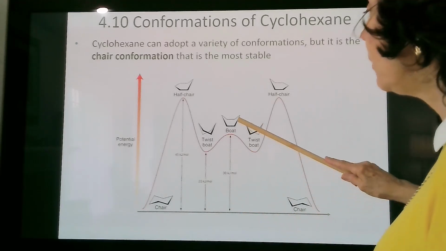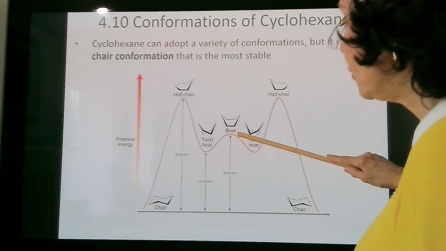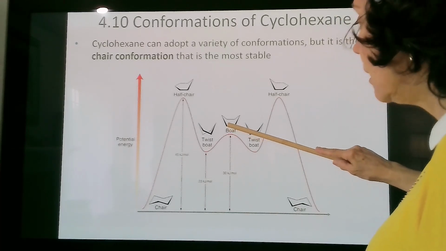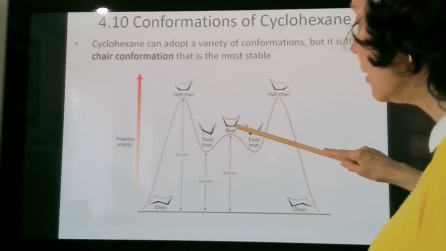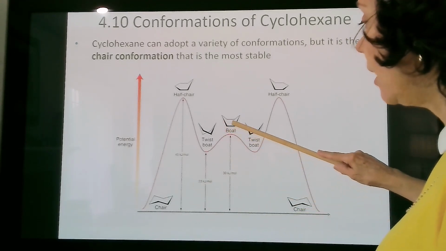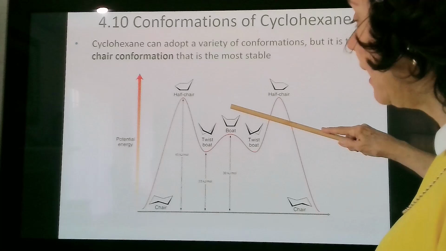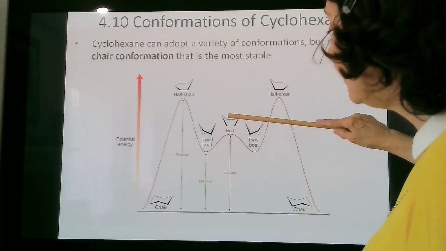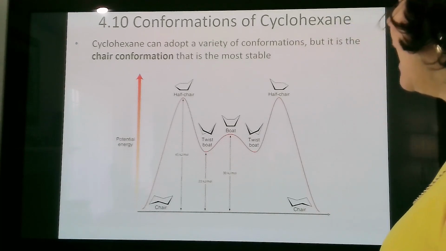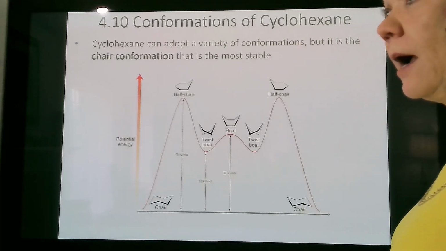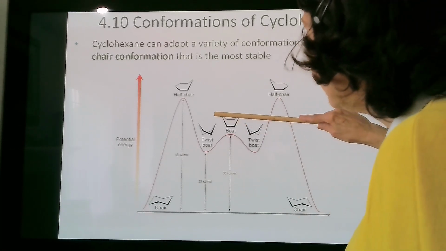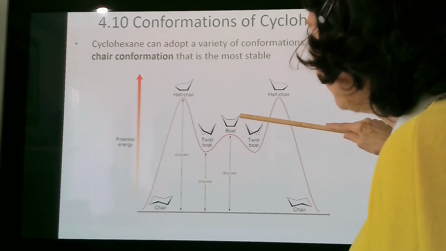And so the problems with this that make this high in energy are, one, the methylenes here and here are eclipsing. The CH bonds of the methylenes here and here are eclipsing. The CH bonds of the methylenes back here and here are eclipsing. And so those will cause some torsional strain. This is a methylene and this is a methylene.